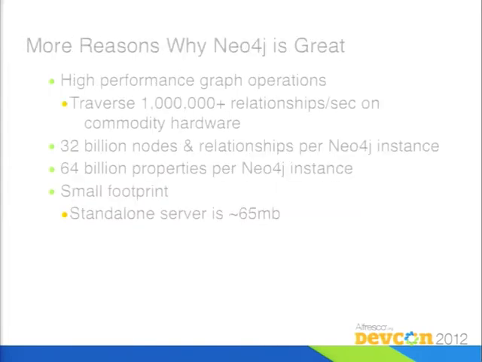More reasons why I like Neo4j. It's highly performant for doing graph operations. On commodity hardware, such as my MacBook, you can do 1 million+ traversals per second. So now we come to, I guess, the size argument of why people think you shouldn't use Neo4j. But per instance, you can actually load 32 billion nodes and 64 billion properties, which is more than we can store in Alfresco today. So I think there's still a good argument to use Neo4j.